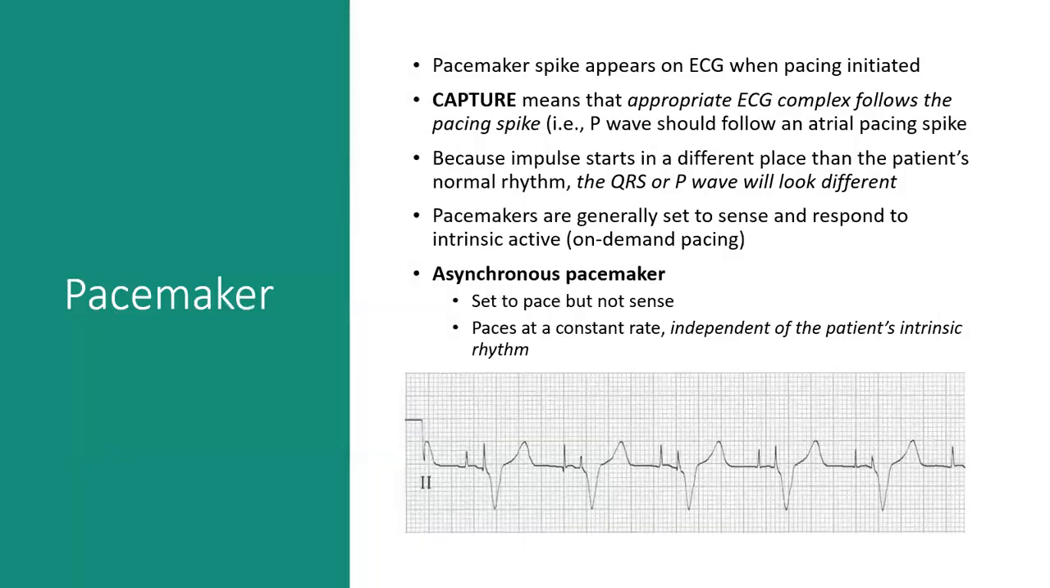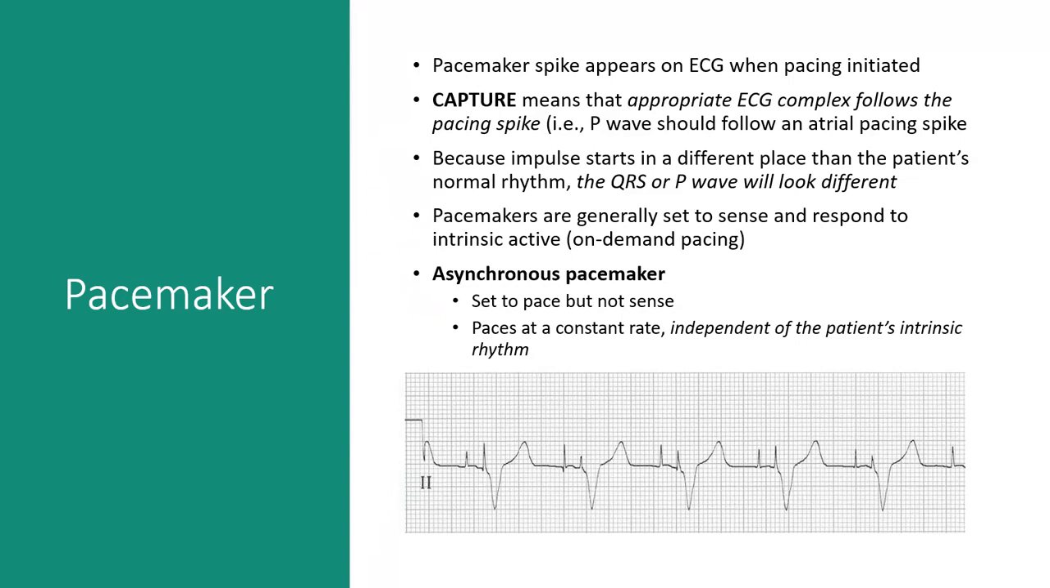So, pacemakers on the actual EKG. A pacemaker spike appears on the ECG when pacing is initiated. Capture means the appropriate ECG complex follows the pacing spike. So a P wave should follow an atrial pacing spike. If it's an atrial pacing spike, then you should see the P wave following this capture. Because the impulse starts in a different place than the patient's normal rhythm, the QRS or P wave will look different.